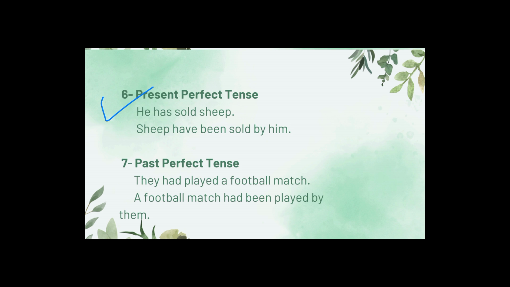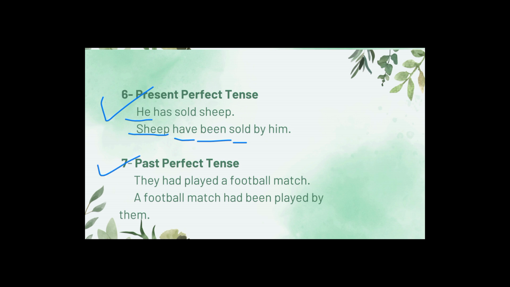Your next tense is the present perfect tense. He has sold sheep. So here also, has sold denotes present perfect tense. How the change will occur: has is used in the active voice because your subject is singular. Now in the passive voice your subject has become plural, so that's why you will use a plural verb. So in place of has you will use have, and as in the continuous we always use being, in the perfect you always add been. So have been and the third form of the verb.